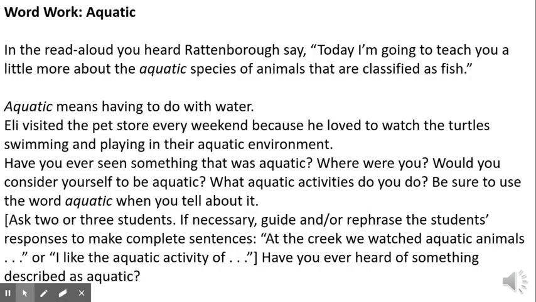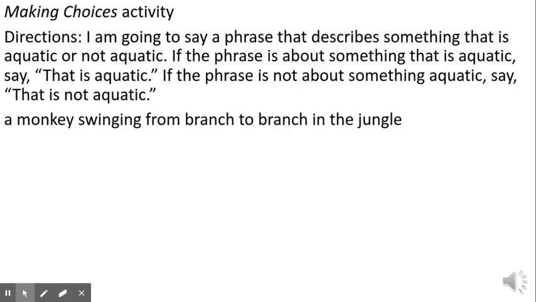All right, our word for today is aquatic. Today you heard Rattenborough say, "Today I'm going to teach you a little more about the aquatic species of animals that are classified as fish." Aquatic means having to do with water. All right, so we're going to play a game. I'm going to say something and you're going to say that is aquatic or that is not aquatic.